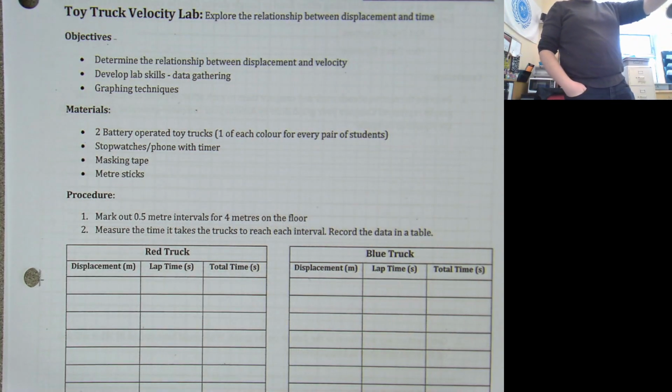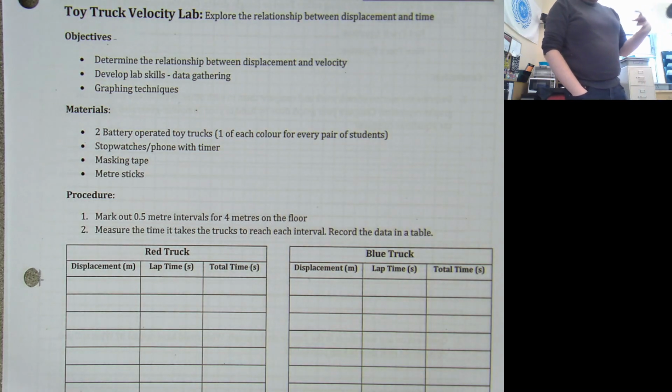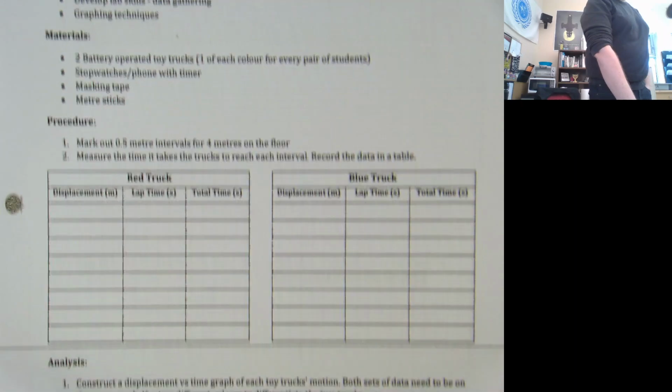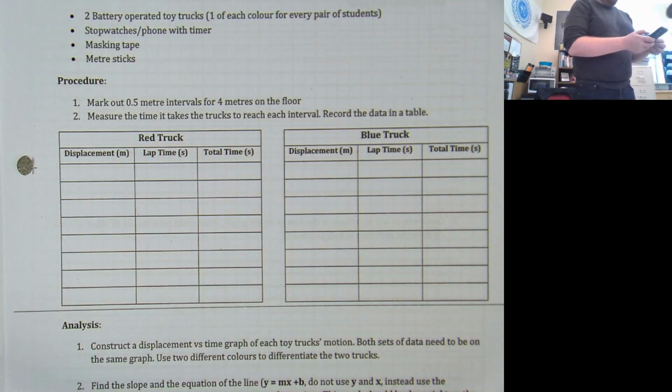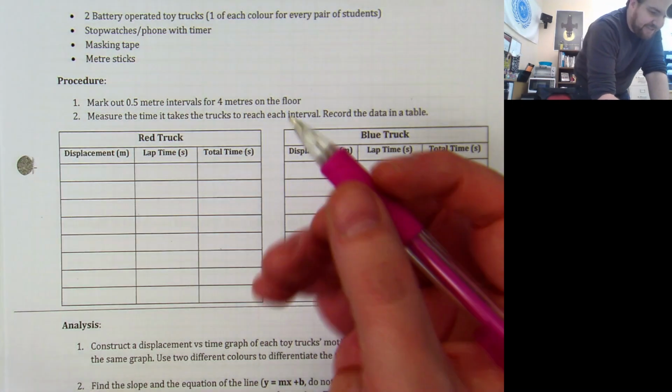You guys need to figure out a way to conveniently mark out half-meter intervals down the floor for 4 meters. You're going to measure the time it takes each truck, the red and the blue, one at a time, to reach each interval. And you're going to record the data in the table. Now, there's a few ways you can do this. Here's how I've set these things up.